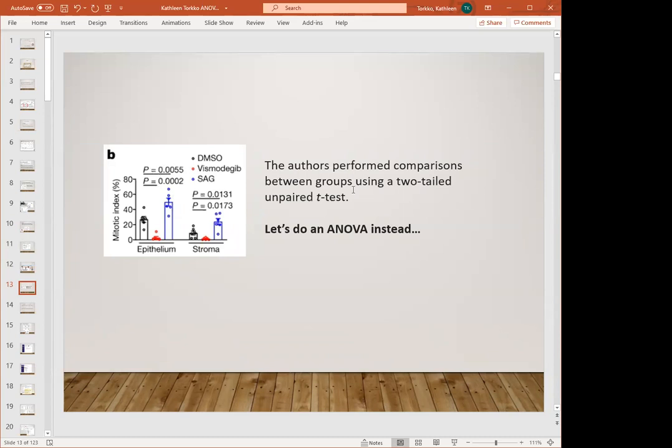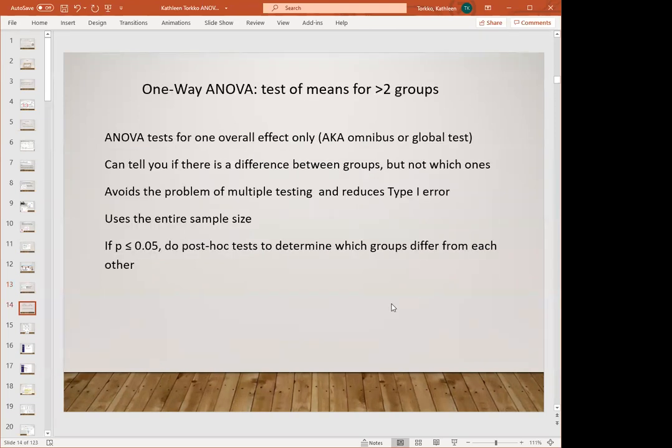And so we're going to do, instead of as they did, a two-tailed t-test. So they did two t-tests rather than one ANOVA to look at these differences in the mitotic index and epithelium. But let's do an ANOVA instead. So what the ANOVA is doing, the one way, is a test of means for more than two groups. And it tests an overall effect. It's called an omnibus or global test. I tend to refer to it as global.